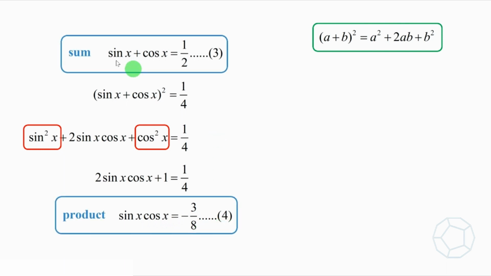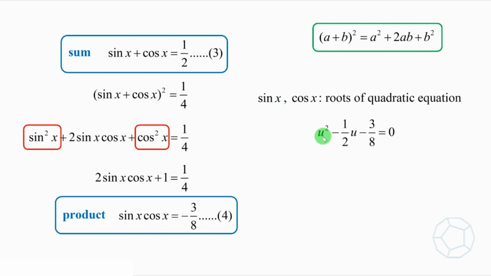So, what can we do with the sum and the product? Yes, we can form a quadratic equation with two roots sine x and cosine x. We use the unknown u for the equation. Then it is u squared minus 1 over 2 u minus 3 over 8 is equal to 0. Multiply the whole equation by 8 so that all the coefficients are integers. We're going to solve this to find the values of sine x and cosine x.